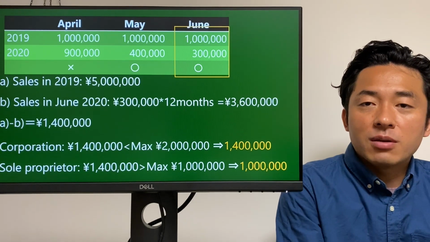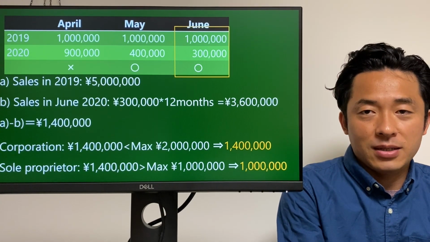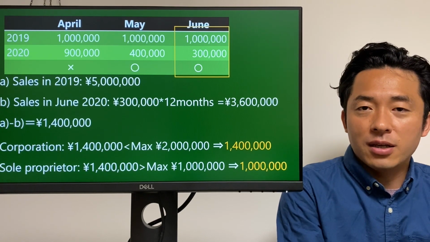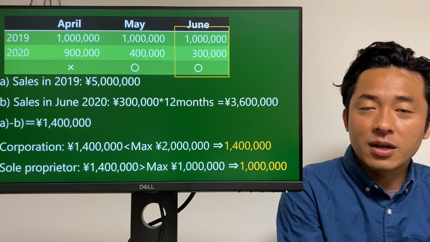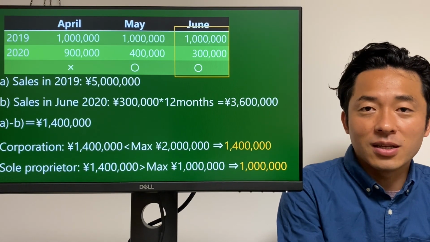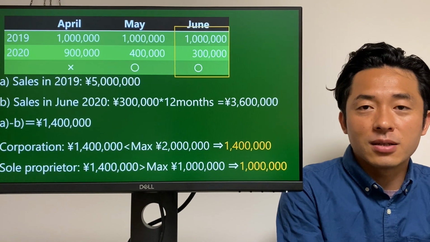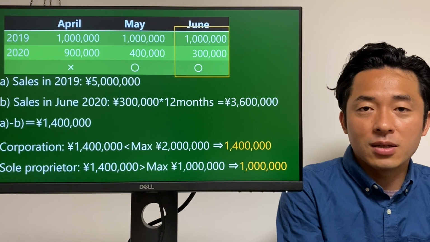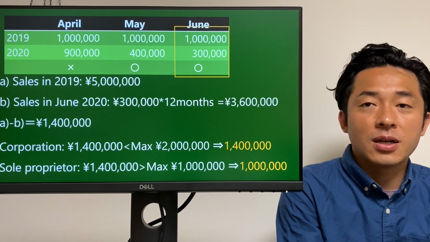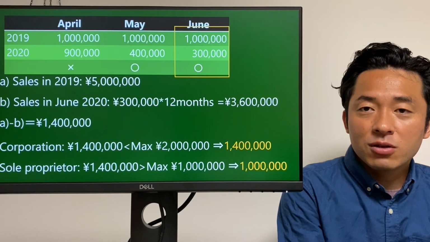So the important point here is you will pick up the best month. In this case, you should pick up June 2020, but you should not pick up May 2020, because sales in May 2020 is larger than the sales in June 2020. So this means if you pick up the sales in May 2020, the amount of subsidies may decrease.